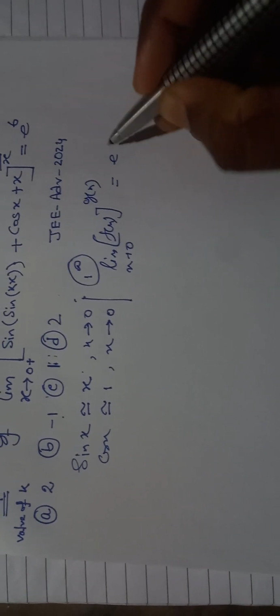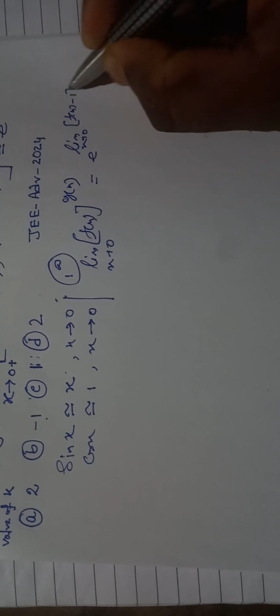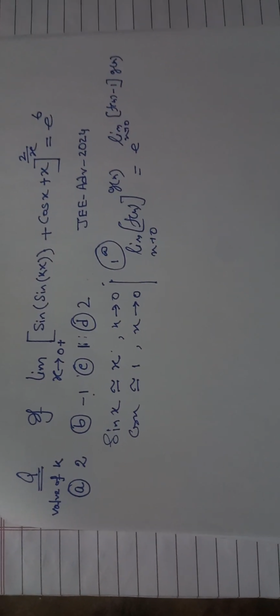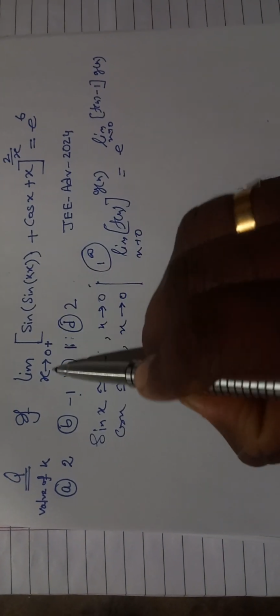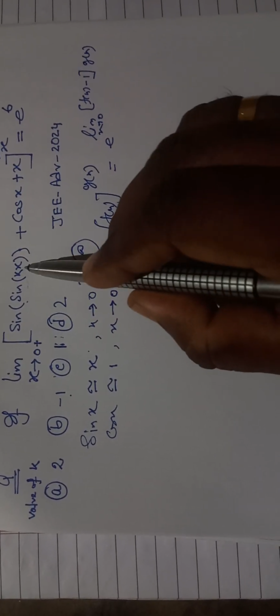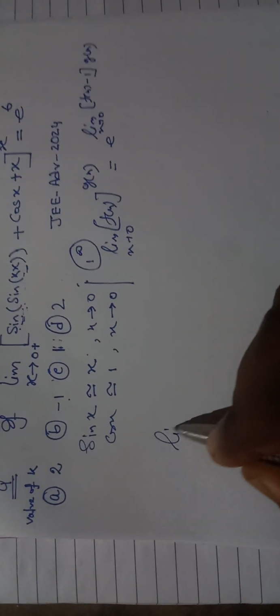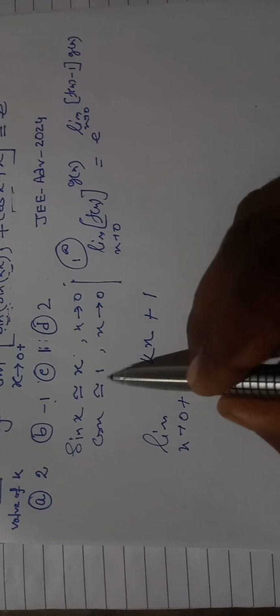I am just writing it down. So limit x tends to 0 of (f of x minus 1) into g of x. So these two things we will use here, and within only 10 to 15 seconds the answer will come out. See, if we put the value 0, x tends to 0, sin of this one becomes kx approximately, and cos x will tend to 1.